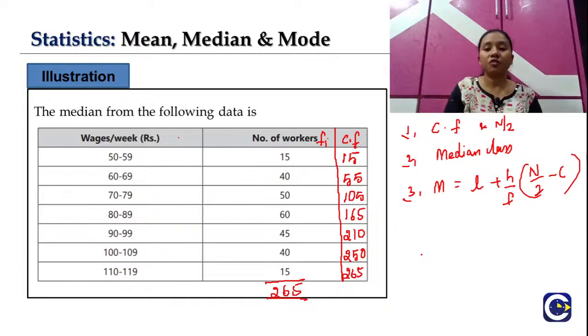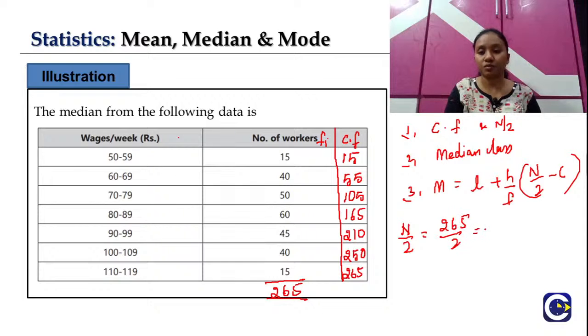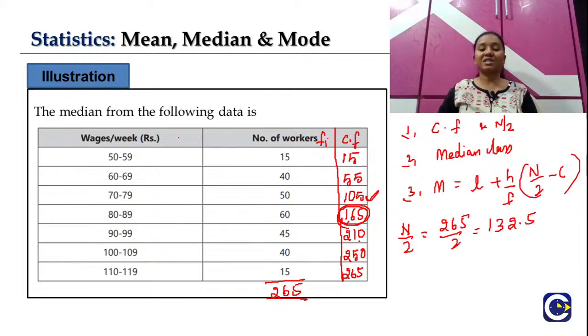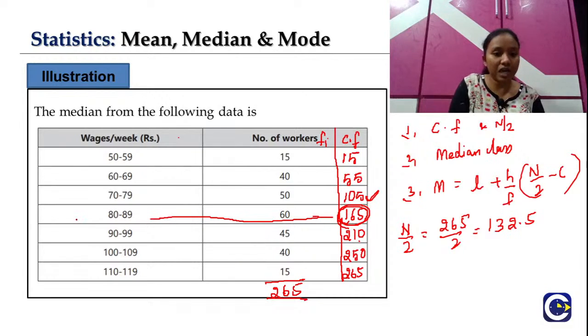which means 265. Now we have to find the value of n by 2, which is equal to 265 divided by 2, so 132.5. Here we have to find the cumulative frequency which is just more than this 132.5, which is 165, because the cumulative frequency 105 is less than 132, and 210 is way greater, and in between these two we have 165. So 165 is the cumulative frequency which is just more than the value of n by 2. So what is the corresponding class here? The corresponding class is 80 to 89, which means this class will be considered as the median class.